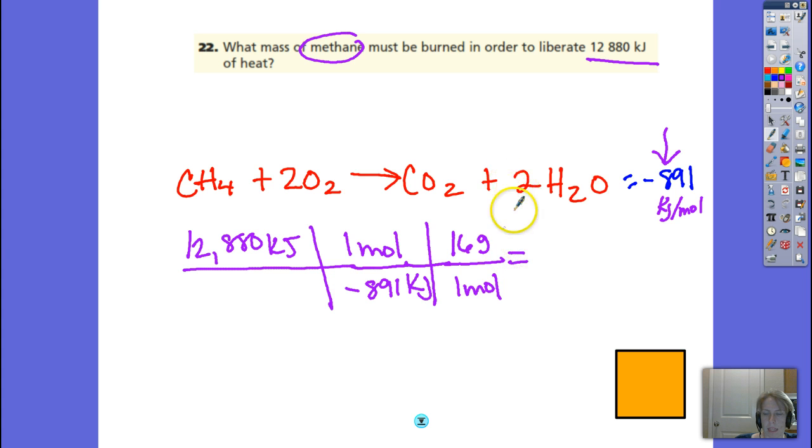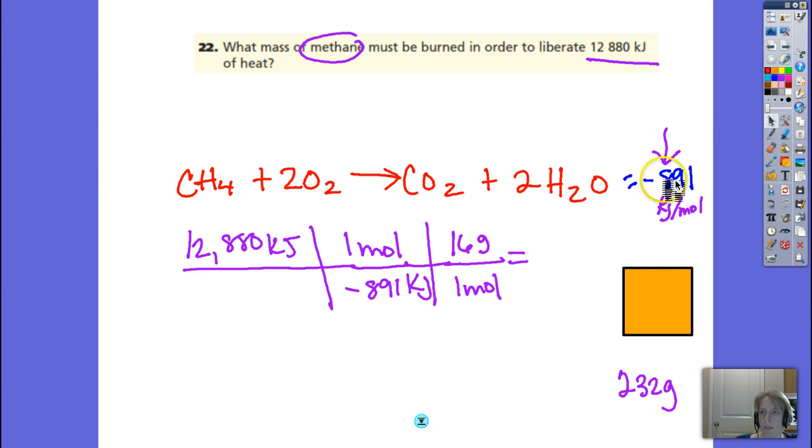And when we calculate that all together, we have 232 grams. And here we don't have to use the negative sign. This negative sign doesn't have to carry over to here because we're looking for grams, and grams are always going to be positive. So we can use the absolute value.